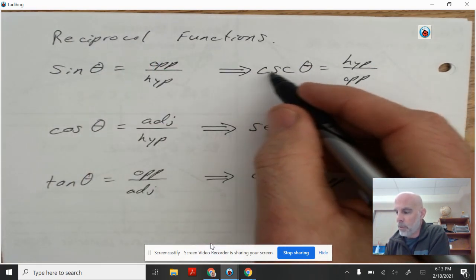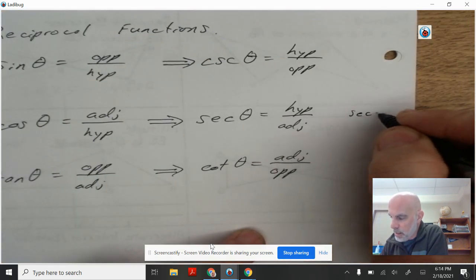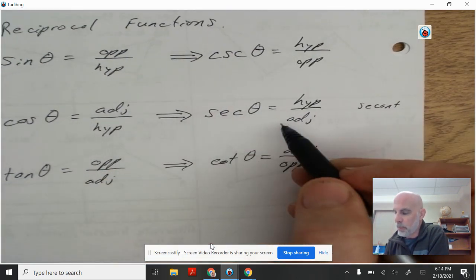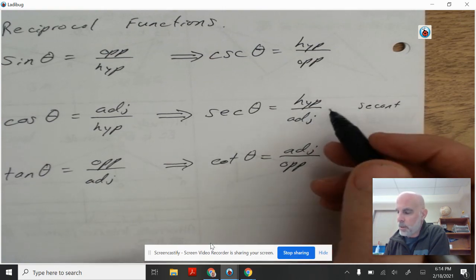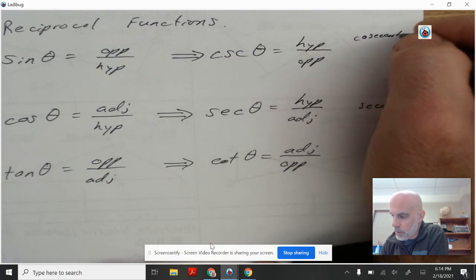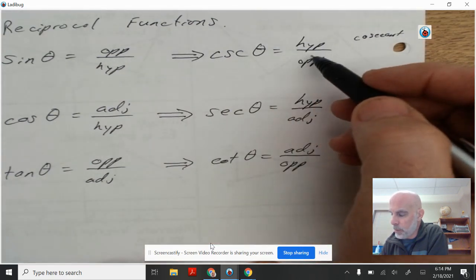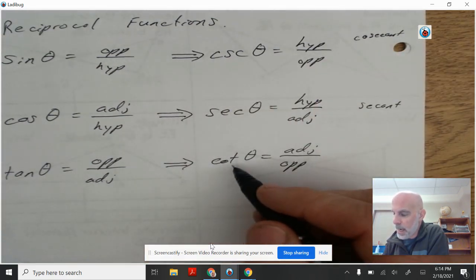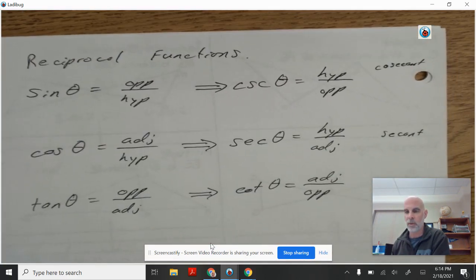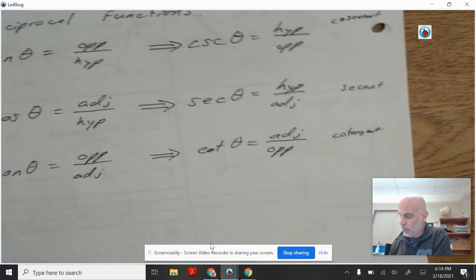So there's this other one out here, and this one might make more sense to you first: the secant. It's the secant ratio, just the reciprocal of cosine, so it's the hypotenuse over adjacent. And this one up here is called the cosecant, abbreviated CSC. It's the reciprocal of sine, flipped upside down. And this one is the cotangent. We flip tangent upside down. That's pretty straightforward the way that works.